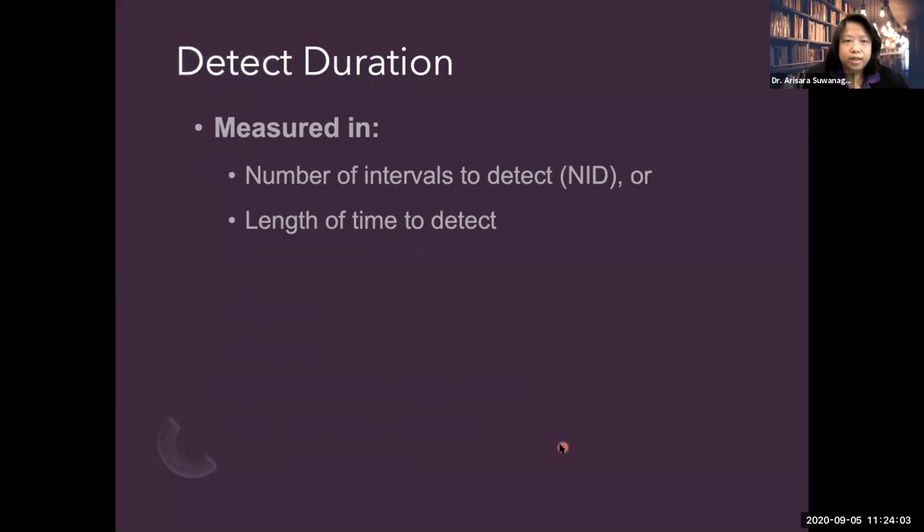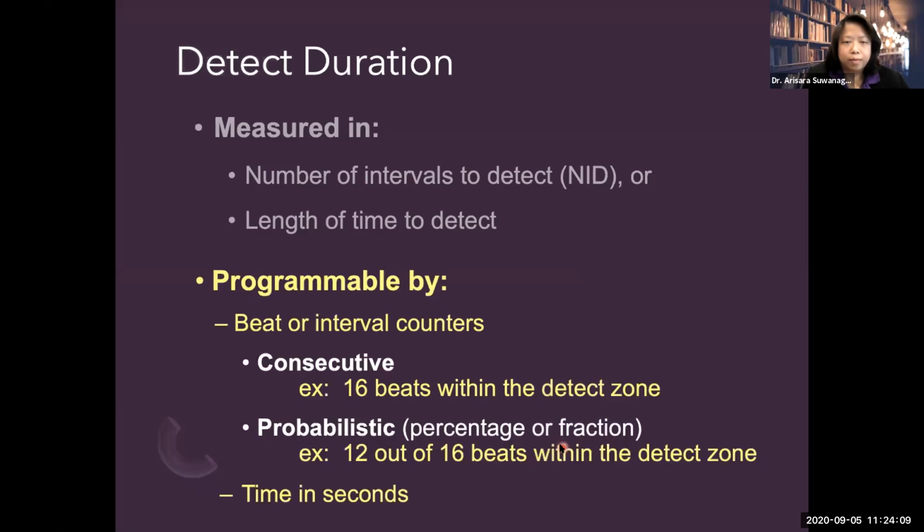Okay, when we detect these kinds of rates and durations, it needs to be programmable, whether it's consecutive beats that they are counting. Let's say if 16 consecutive beats in a row come in fast, they will define it as in the detection zone at the rate that they were set to. So we call it consecutive beats, let's say 16 beats in a row. Or it can be probabilistic, which is a percentage or fraction. That means you can tell them, okay, if 12 beats out of 16 come in fast, we'll call it and you find it in the detection zone of VT or VF.